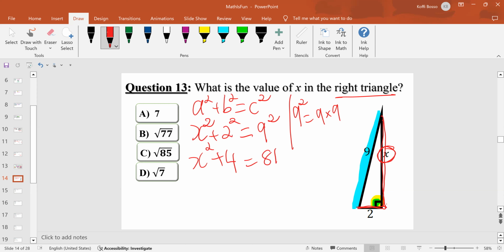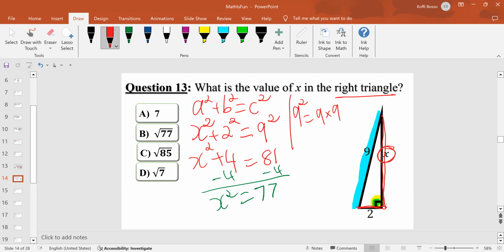You multiply 9 by itself. Therefore, we're going to solve for x squared first. So we're going to subtract the 4 on both sides. Doing that, you get x squared is equal to 77. But the question is to find x.